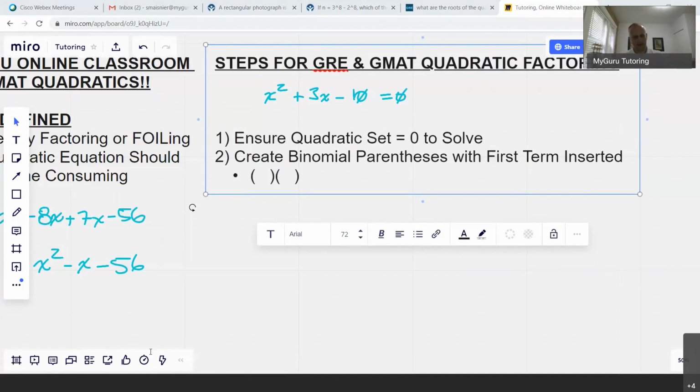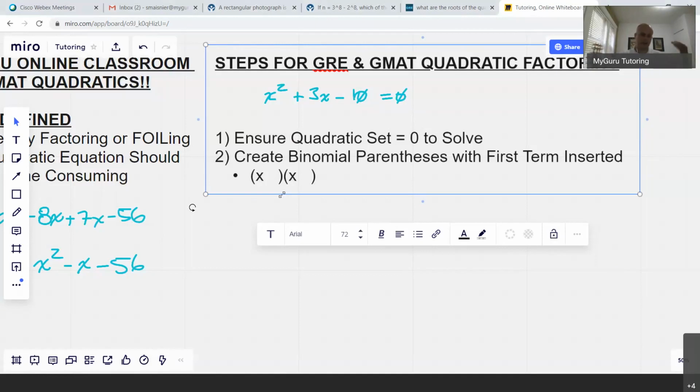And again, you can either reply in the chat box, or you can open up the microphone if you'd like to respond that way as well. But if we know that it's got to be x, because there has to be an x to create x squared at the front of each of these binomial pairs, we're going to have an x and we're going to have an x. And this is generally going to be the easiest part.